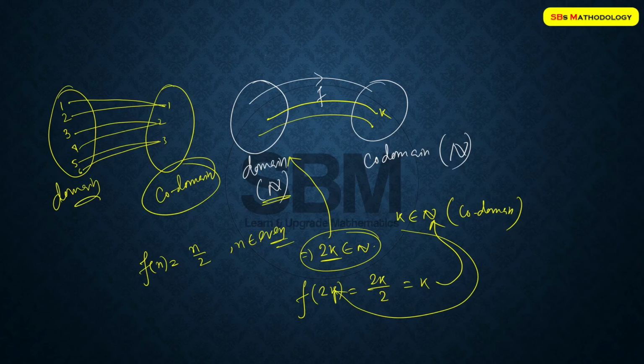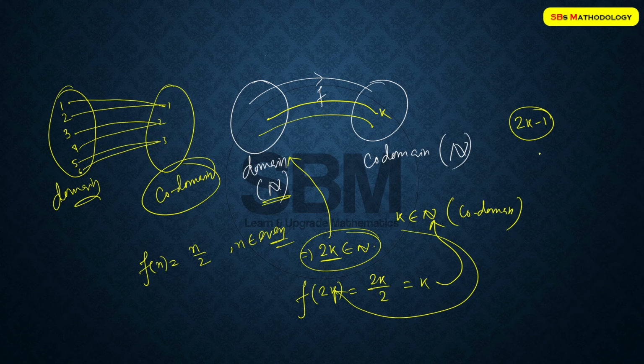There is also a different way. Now you can ask how we can get the other preimage. Whenever we are showing a function is onto, if we get at least one preimage, that is well and good. But if you wish to get another one, that can be achieved by 2k minus 1. So let us take 2k minus 1. What is 2k minus 1?